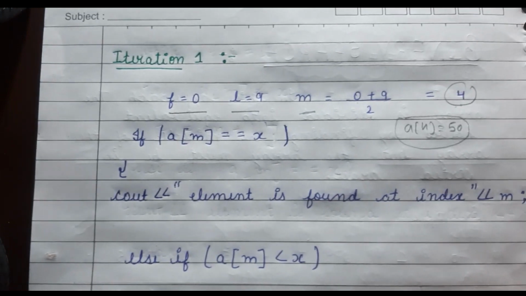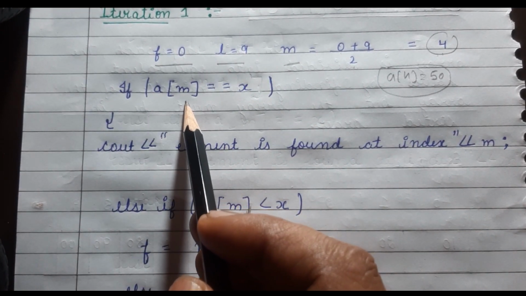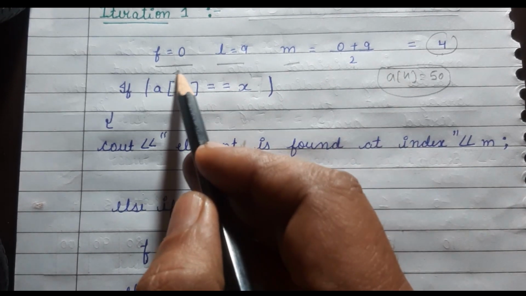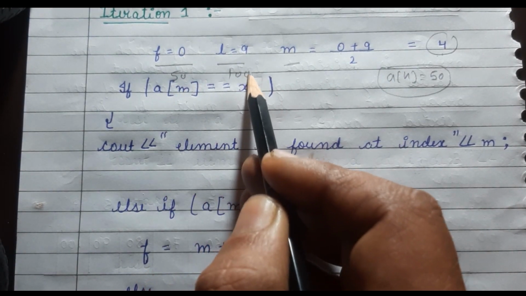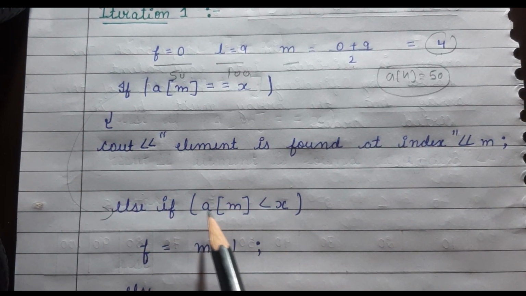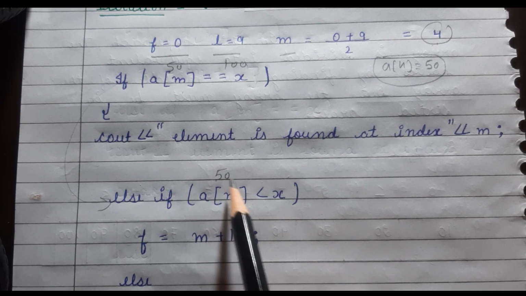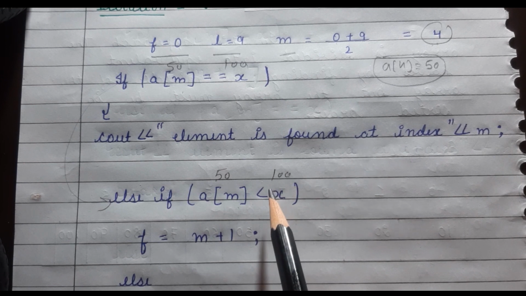Okay, so now we discuss this. Now we compare a of m. A of m means a of 4. Now 50 double equal to 100, is the condition true or false? The condition is false, so control goes to the else part. Now what is the value of a of m? A of m has a value 50. 50 is less than 100, so the condition is true.